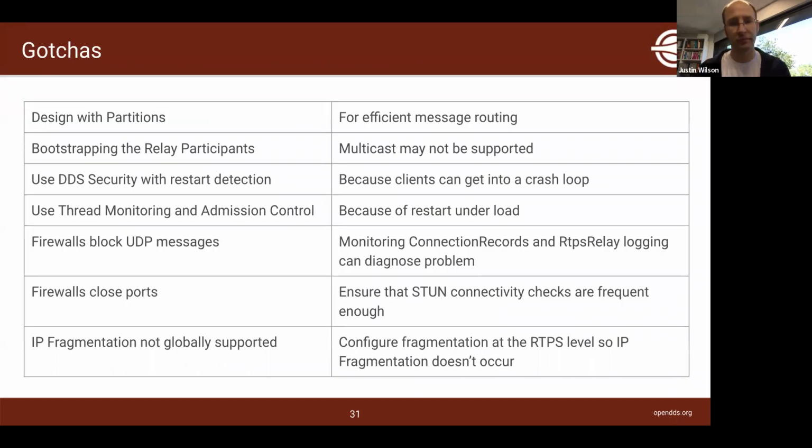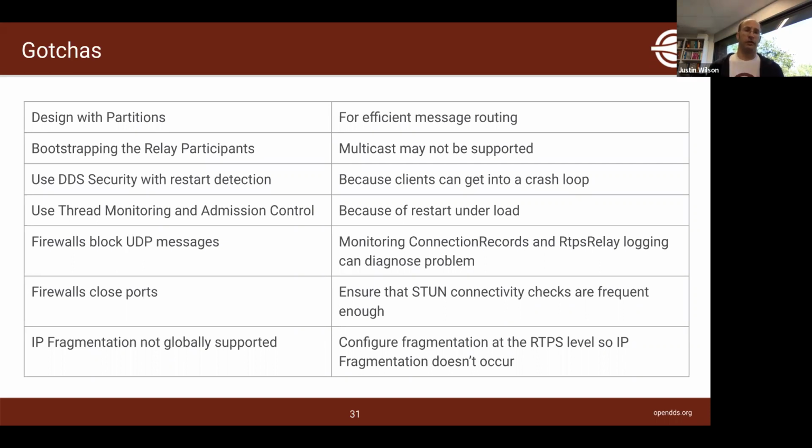So there are some things to keep in mind if you're using the RTPS relay or designing an application with it. First, you have to keep partitions in mind. The partitions are used by the RTPS relay to do efficient message routing. If you don't use partitions, it's basically degrading into multicast, and the performance is going to suffer consequently. That may not be important if an application is small enough, but as it scales out, it becomes important.